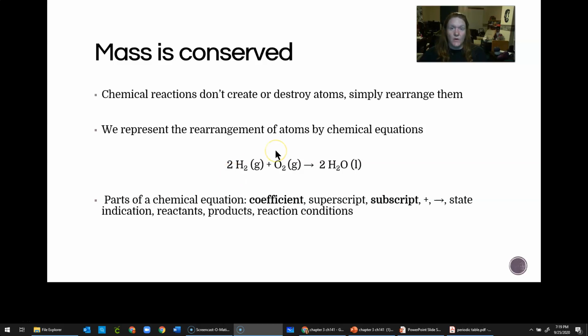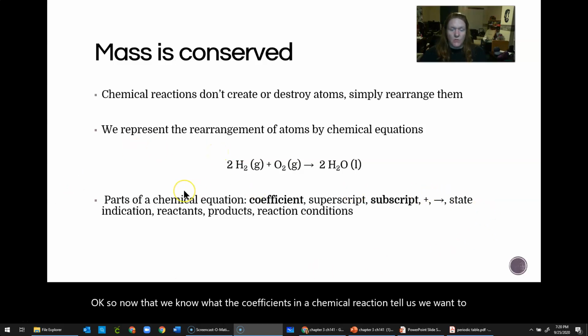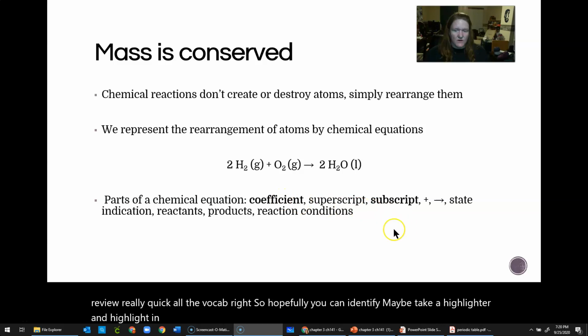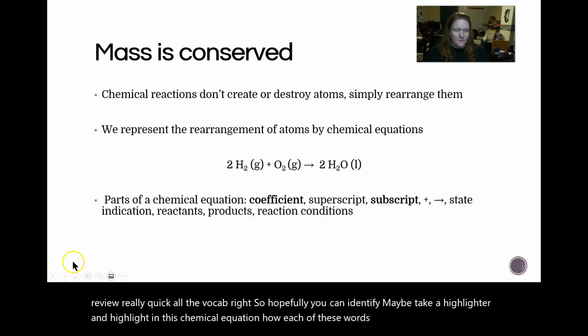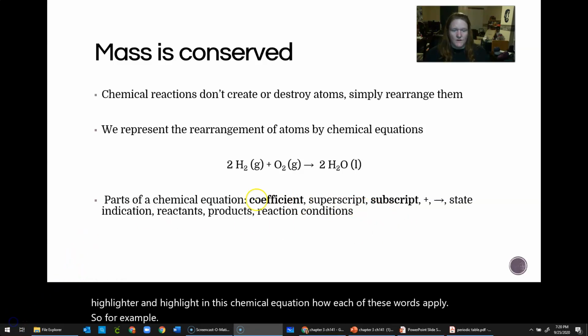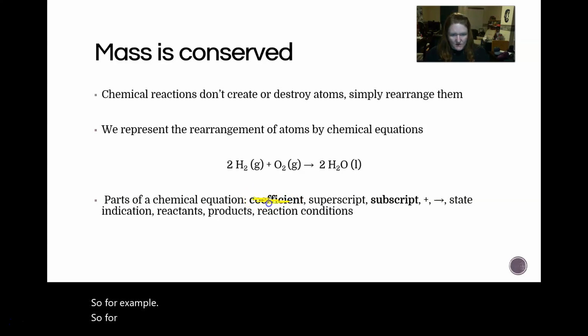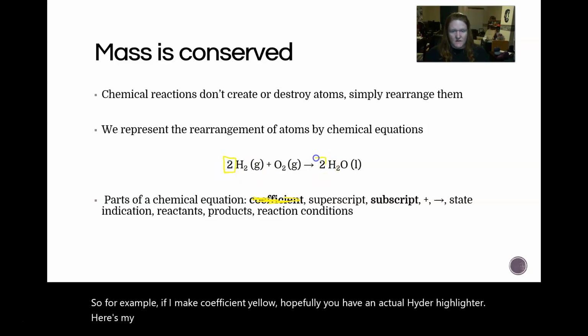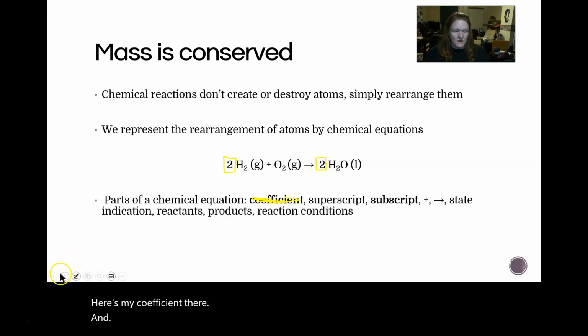Okay, so now that we know what the coefficients in a chemical reaction tell us, we want to review really quick all the vocab, right? So hopefully you can identify, maybe take a highlighter and highlight in this chemical equation how each of these words apply. So for example, if I make coefficient yellow, hopefully you have an actual highlighter. Here's my coefficient there, and here's my coefficient here, right? And so you can kind of keep doing that.